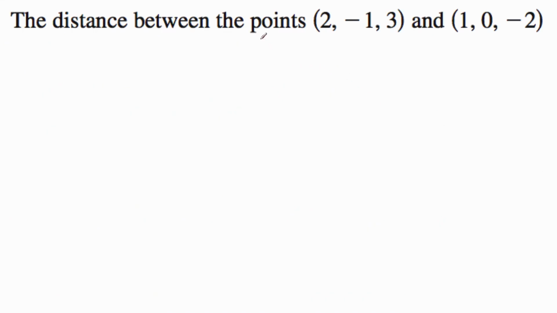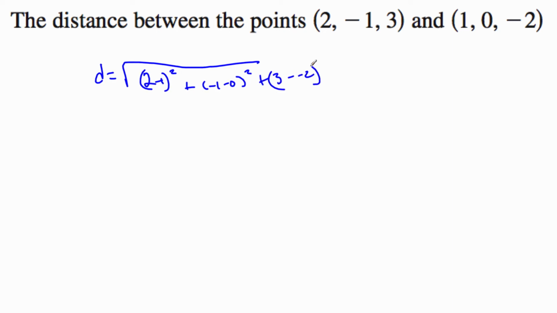So if I want the distance between the points 2, negative 1, 3, and 1, 0, negative 2. All right. So the distance is the square root of 2 minus 1. Do you see it? Because I'm squaring, it doesn't matter which one I take first. Plus negative 1 minus 0 squared plus 3 minus negative 2 squared. I want to point out a couple things. You see how I always put the minus sign even when there's a 0 there? It kind of keeps me straight.